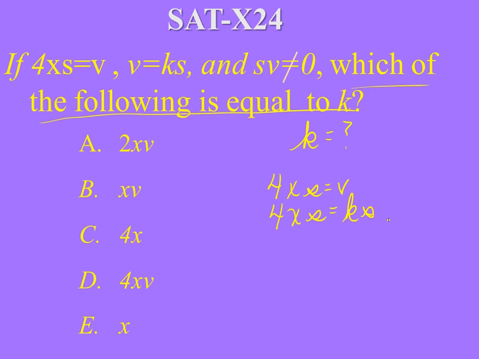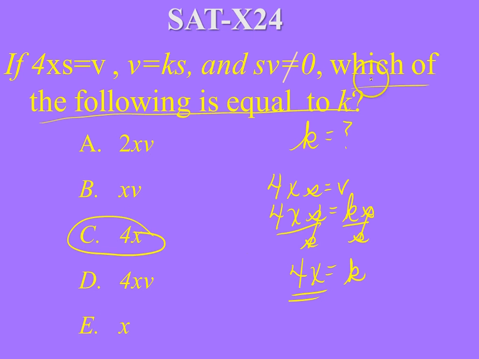Now at this point, to find k, it would be very simple to take that equation and divide both sides by s. On the left-hand side of the equation, we're left with 4x. On the right-hand side of the equation, we're left with k. And that's exactly what we wanted. Which of the following is equal to k? Well, k is equal to 4x, which is choice C.